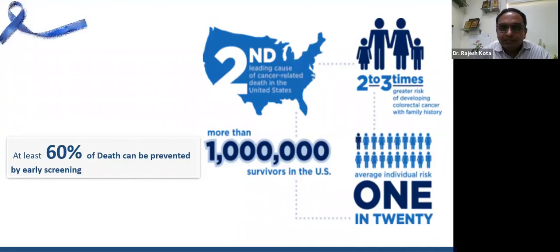As age progresses, our risk of getting colorectal cancer increases. And as I said, colorectal cancer starts as a small gland or an ulcer in the large intestine. If we can pick up those abnormal ulcers or glands in the initial stages, we can diagnose them early and prevent the deaths caused by colorectal cancers. As many as 60% of deaths related to colorectal cancers can actually be prevented by early screening.